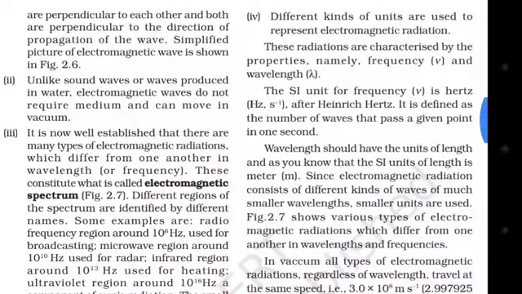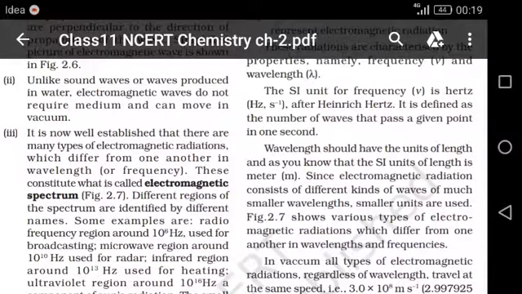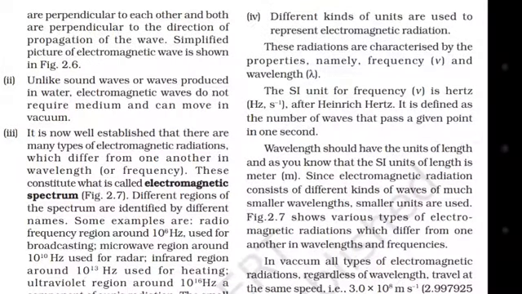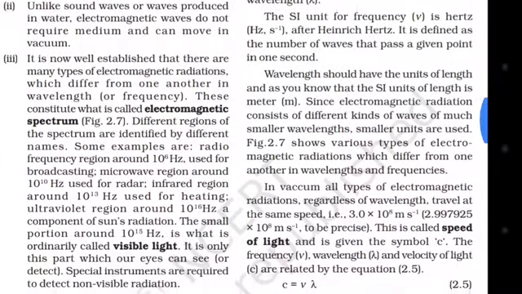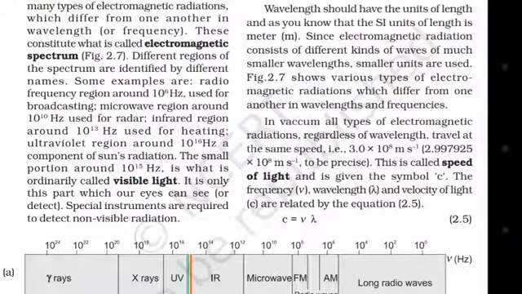Fifth, different kinds of units are used to represent electromagnetic radiation. These radiations are characterized by properties, namely frequency, depicted as nu, and wavelength, lambda. The SI unit of frequency nu is hertz, or per second, after Heinrich Hertz. It is defined as the number of waves that pass a given point in 1 second. Wavelength should have units of length. As you know, the SI unit of length is the meter.